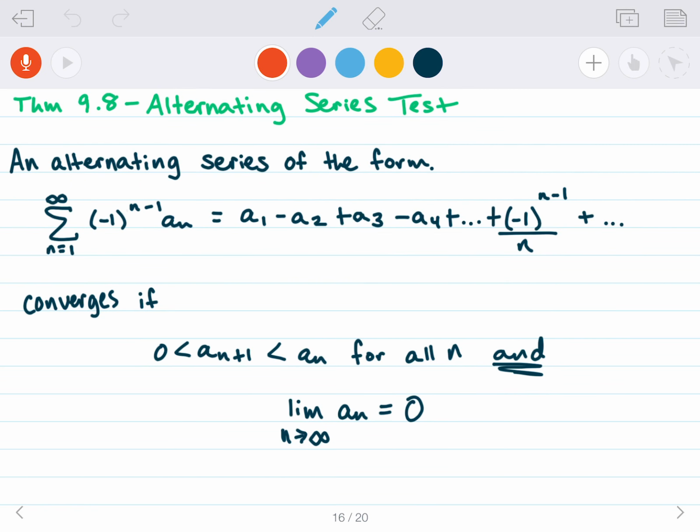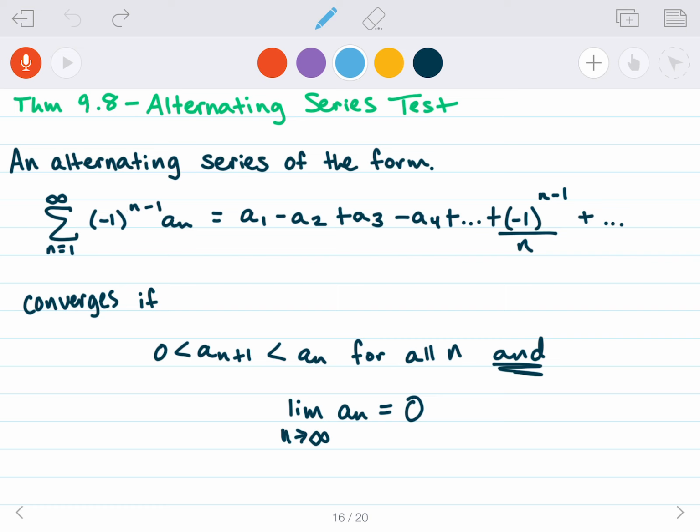The next test that we're going to talk about is the alternating series test. So alternating series basically means that you have this coefficient of negative 1 to the n, or the n minus 1, and it's causing the signs to oscillate between terms, like positive, negative, etc. So that's what that means.